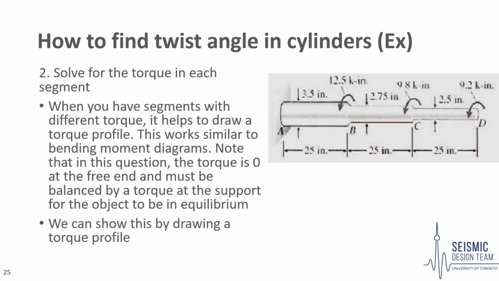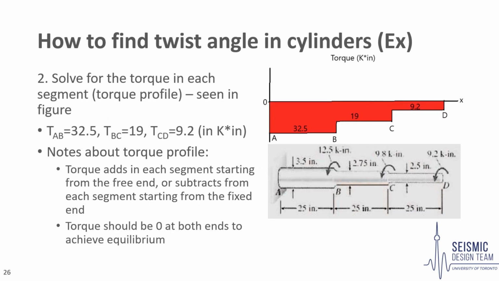Next, we must solve for the torque in each segment. To solve for the torque in each segment, we may consider the torque profile along the cylinder. So this works similar to bending moment diagrams. Torque generally must be 0 at the free end and must be 0 at the support due to equilibrium. As we see in the torque profile, the torque is 32.5 along segment A to B, 19 along segment B to C, and 9.2 along segment C to D in units kips multiplied by inches.